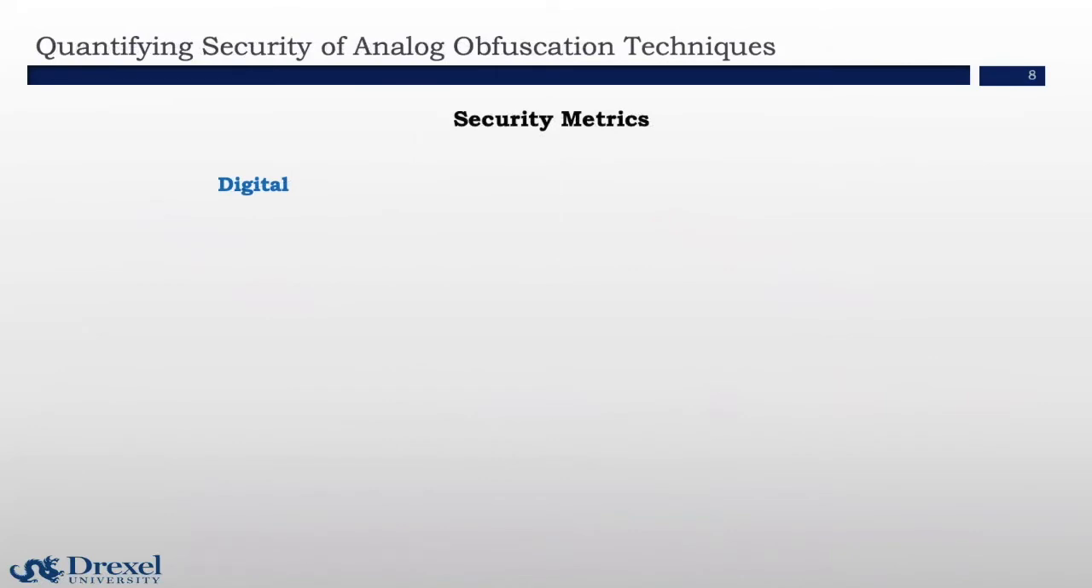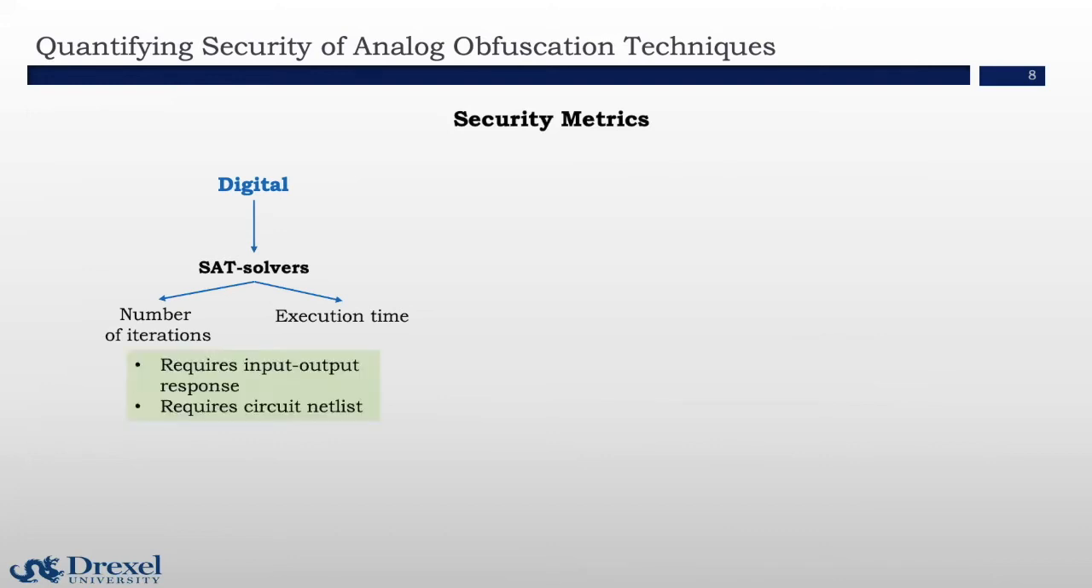To evaluate the metrics for obfuscation, we consider the example of digital IC. In digital IC obfuscation, SAT solvers are predominantly used to evaluate the effectiveness of the digital obfuscation techniques. This includes the number of iterations and execution time for the SAT solvers. The basic inputs required for the SAT solvers are the input-output response and the extracted circuit netlist.